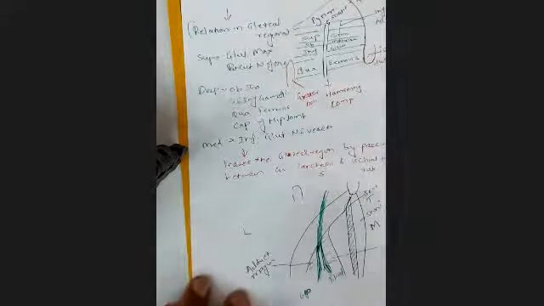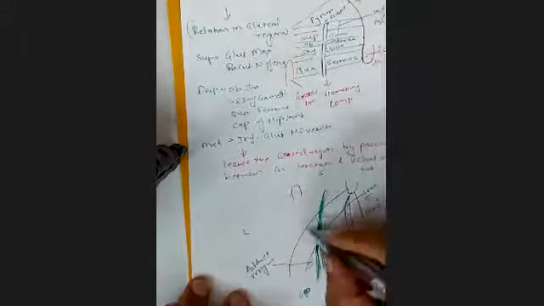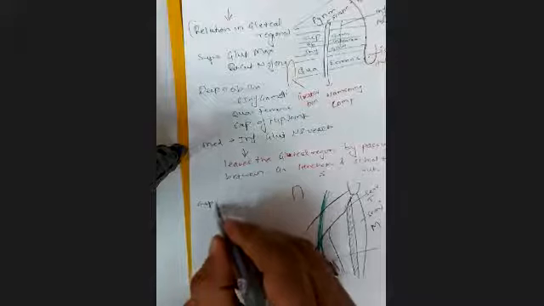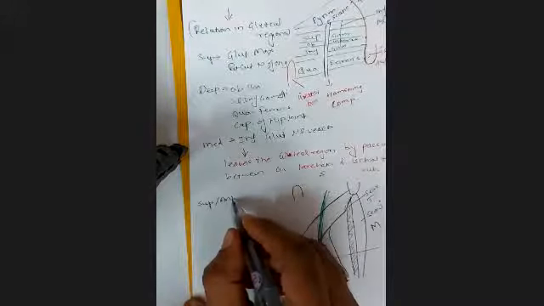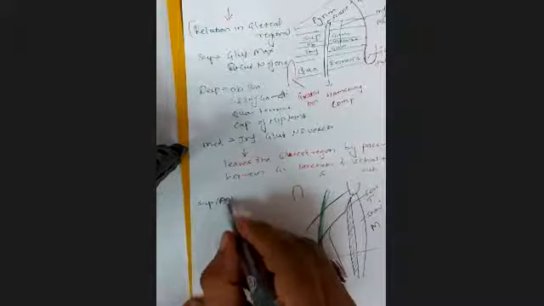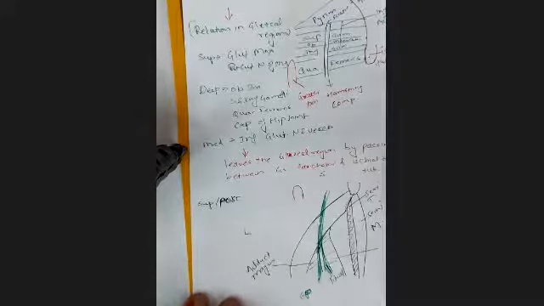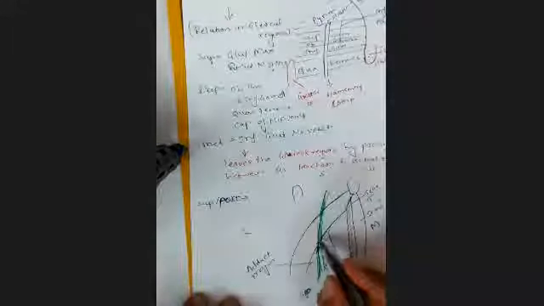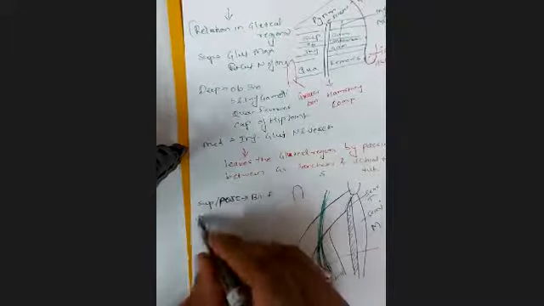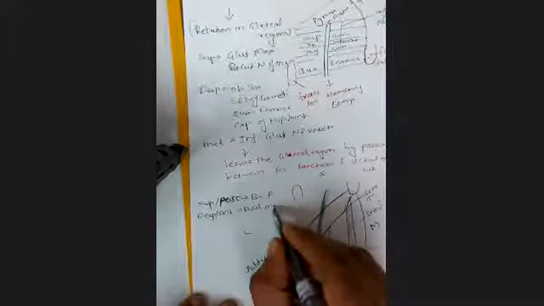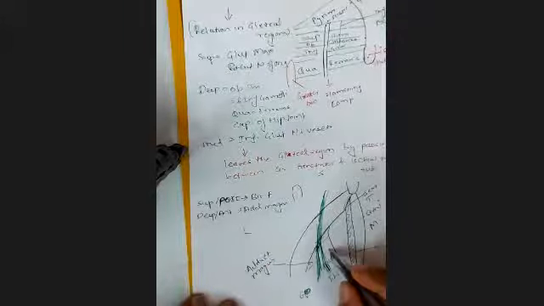Now what are the relations? We have already seen how biceps femoris crosses it superficially. The superficial or posterior relation, whatever is superficial from here, is biceps femoris. Deep or anterior relation is adductor magnus. You can see here it is lying on the adductor magnus.